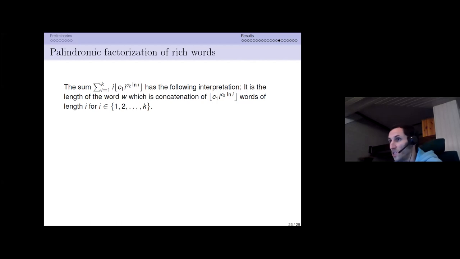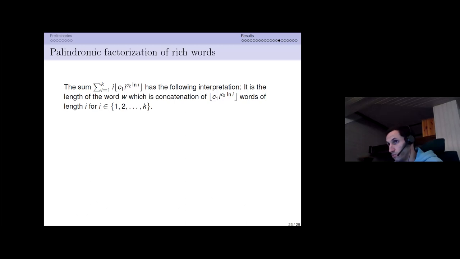Now I can use this upper bound for the factor complexity. For a rich word, there cannot be more rich palindromes than this upper bound. So now I deal with the upper bound with this sum. The basic difference to the previous paper is that it is much more difficult to find good upper and lower bounds for this sum. In the previous paper it was quite easy.